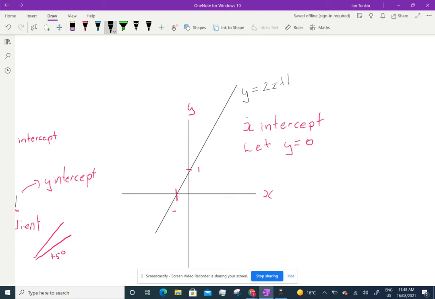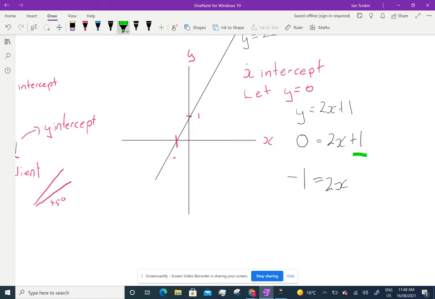What was the equation? It's up above. So y equals 2x plus 1. Let's let y equal 0, and I get 0 equals 2x plus 1. I'm going to minus the 1, so minus 1 equals 2x. Then I'm going to divide by the 2, and I get minus a half equals x. I look over here and go, well, that looks about right, minus a half.